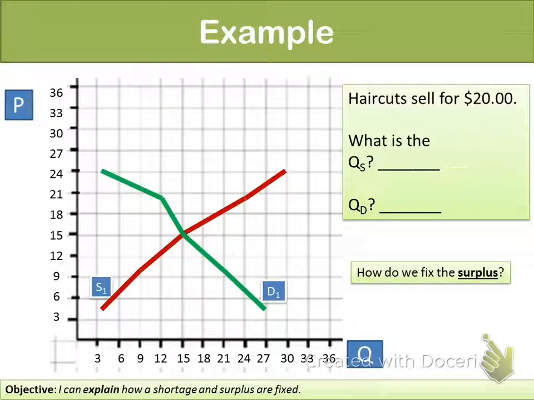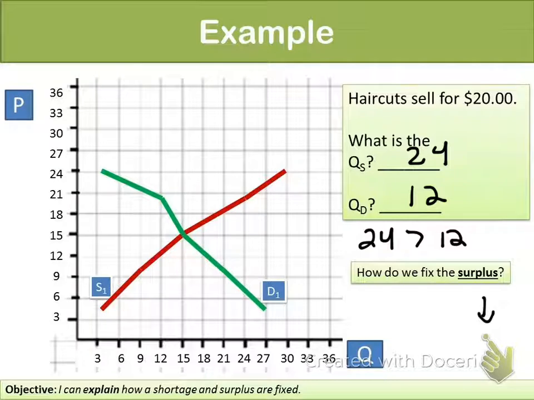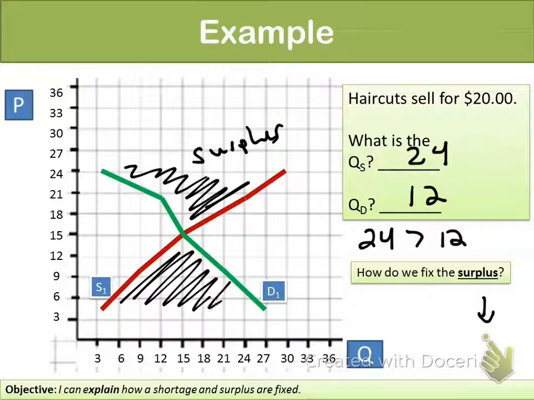And we can see this on our do now. Haircuts sell for $20. The quantity demanded would be about 12, quantity supplied would be about 24, and so 24 is greater than 12, so we have a surplus. We fix the surplus by decreasing our prices. And one last thing you can do is basically any point above equilibrium is going to be a surplus. Any point below equilibrium is going to be a shortage. And then we can also label that equilibrium point. I'm just going to write E sub Q.